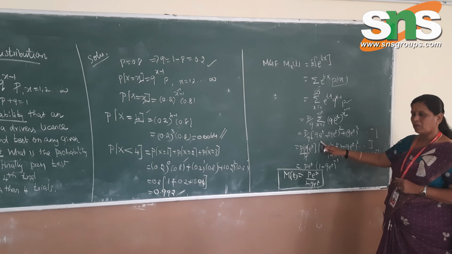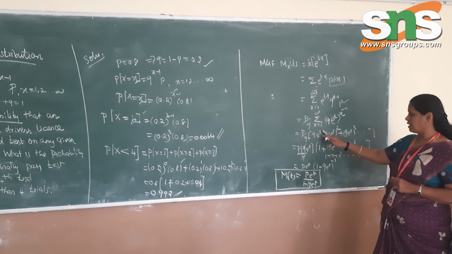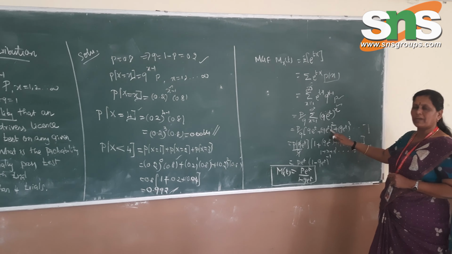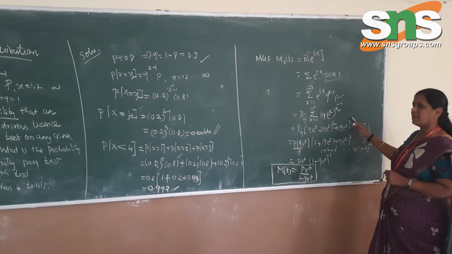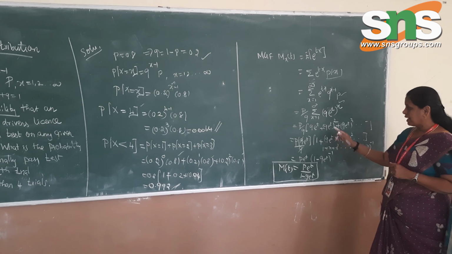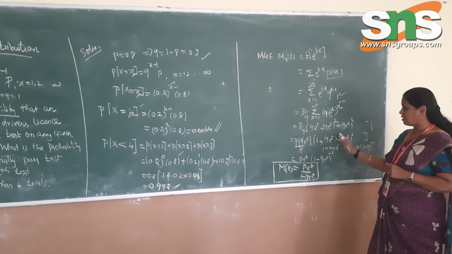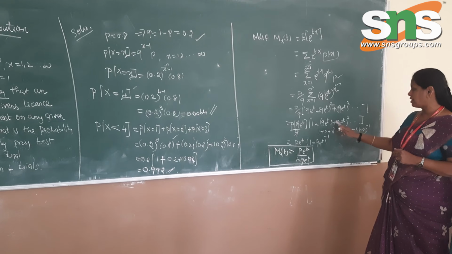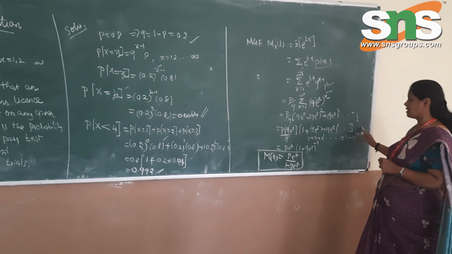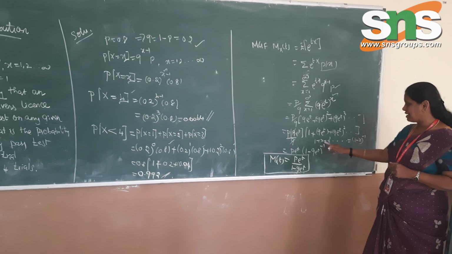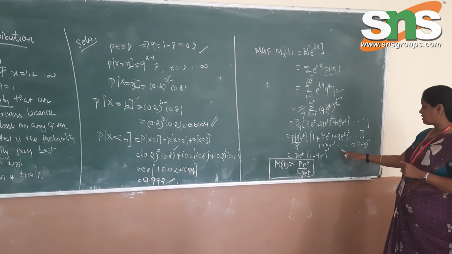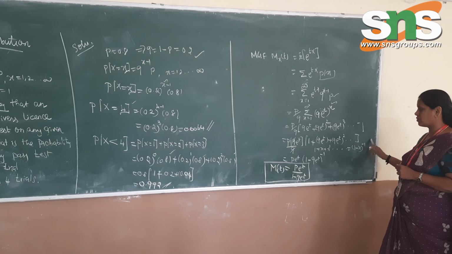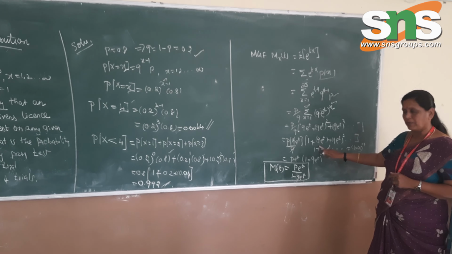So putting x equal to 1, it will become q into e power t, plus x equal to 2, q into e power t the whole square, plus q into e power t the whole cube, etc. So here q into e power t is common for all the terms. Taking it outside, it will become 1 plus q into e power t plus q into e power t the whole square, etc. This is nothing but 1 plus x plus x square, etc., format. That is the expansion of 1 minus x the whole power minus 1. Instead of x, here we have value q into e power t.